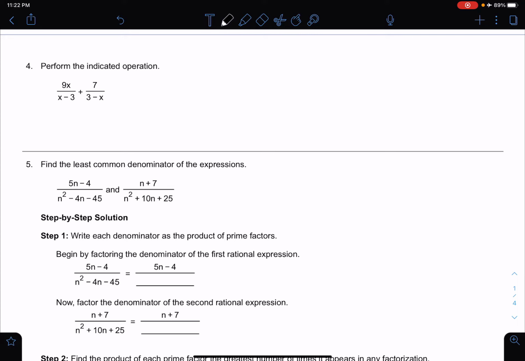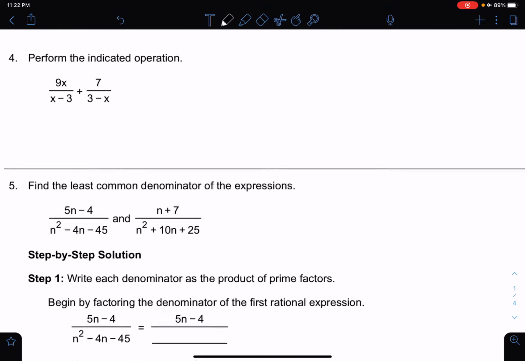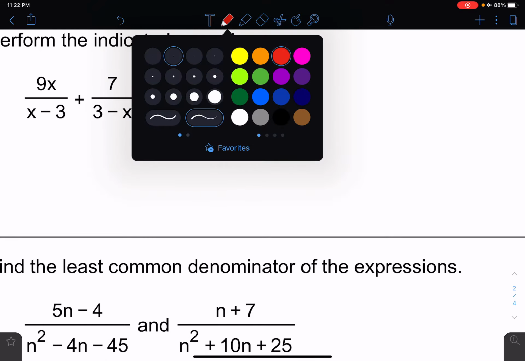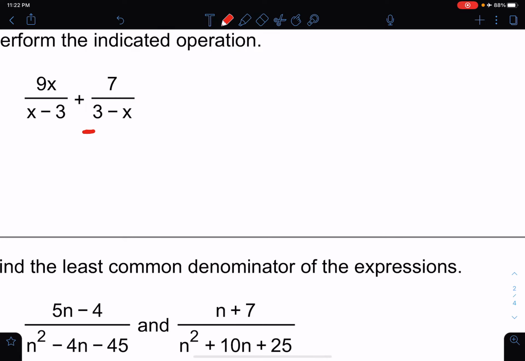Number 4 is asking us to perform the indicated operation. Now, when you look at the denominators, it appears that they're not the same, right? But here's the trick. With this denominator right here, if you can factor out the negative, I'm going to make that negative red, that changes 3 minus x to x minus 3. You can distribute your negative: negative 1 times x gives me my negative x, and negative 1 times negative 3 gives me my positive 3.